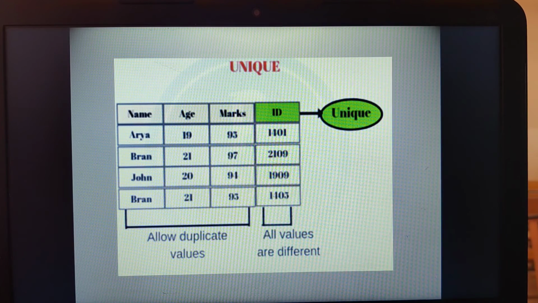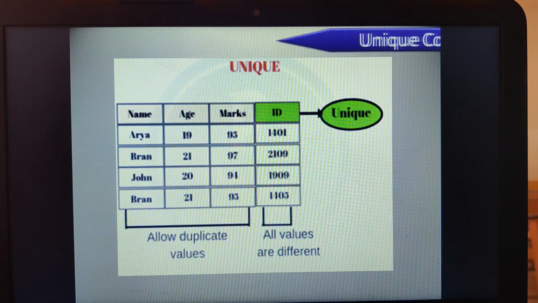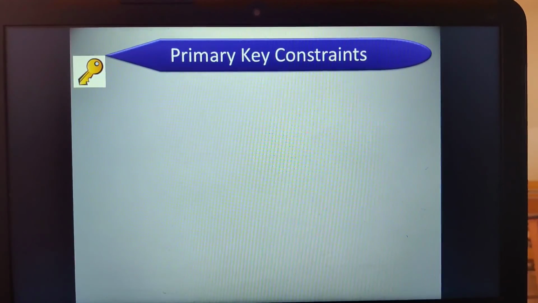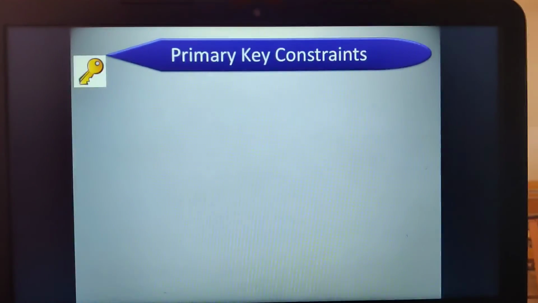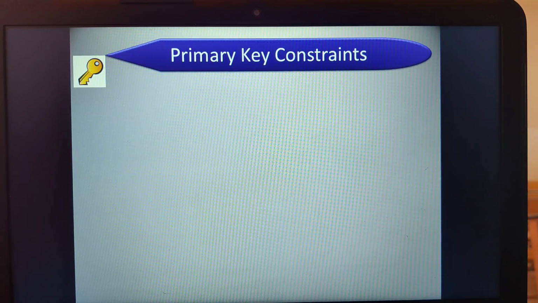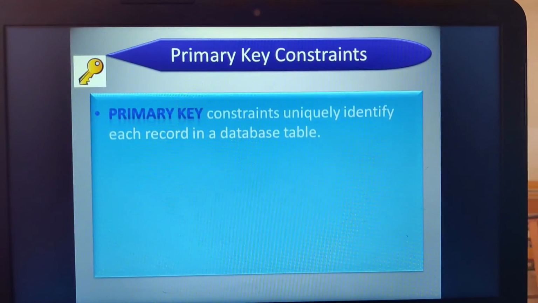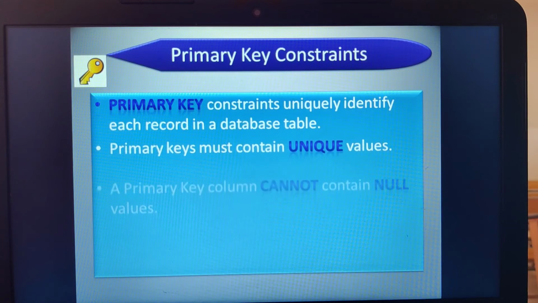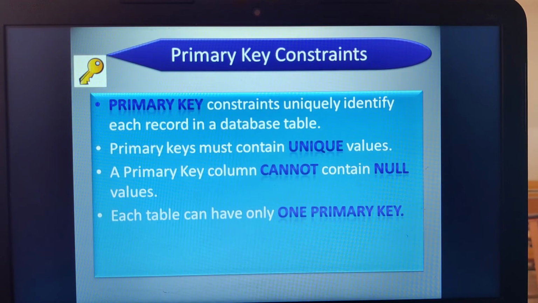Moving on to the next constraint, that is the primary key. A very important and very interesting constraint. Now here, in the case of the primary key, it is a constraint that uniquely identifies each record in the database.